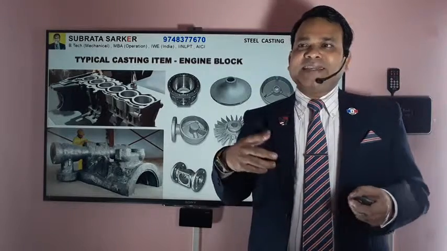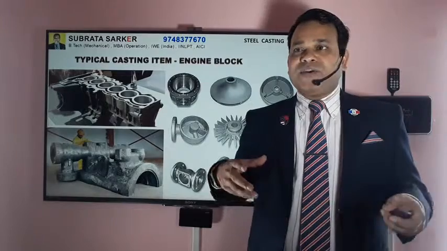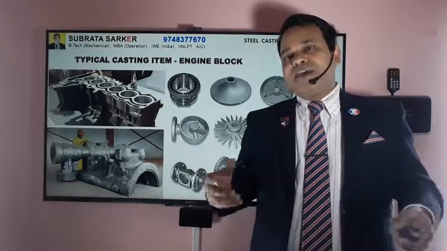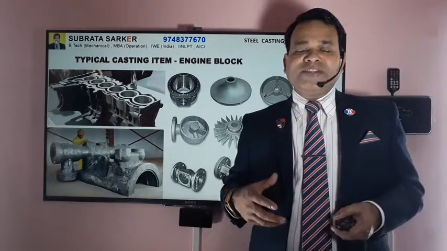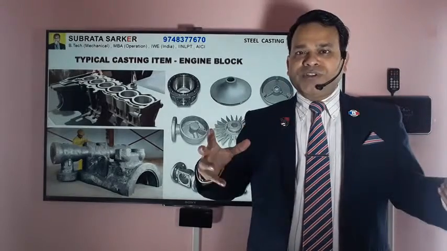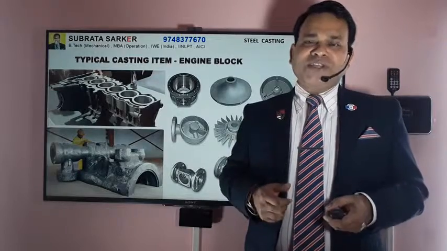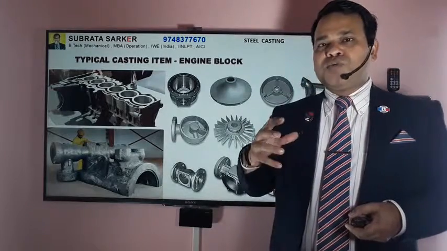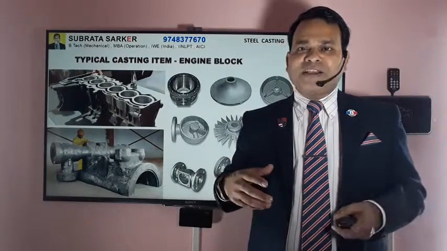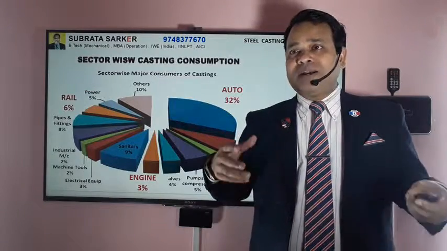If we talk about sector-wise casting consumption in the whole world, the automotive sector, like car manufacturing, has the highest consumption, about 32% of castings. Agriculture machinery consumes 7% of the whole world's castings. Only for the different types of engines, from cars to industrial, the total consumption is 3% of the whole world's castings. And the railway sector, railway wagon manufacturing, railway engines, etc., altogether consumes about 6%.